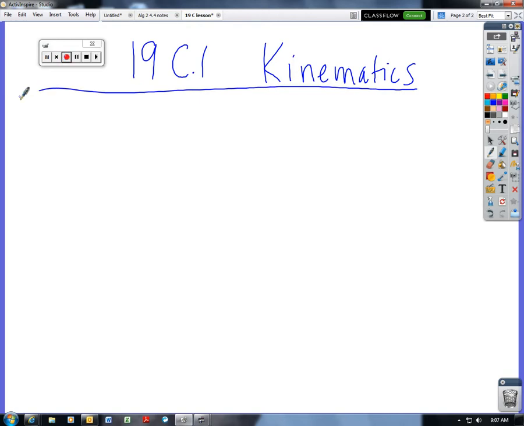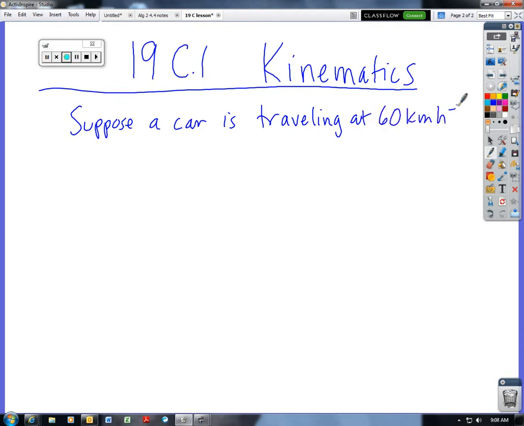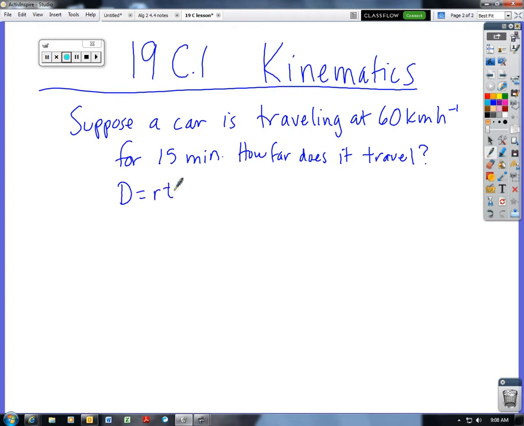And so suppose a car is moving. Suppose a car is traveling at 60 kilometers per hour for 15 minutes. How far does it travel? Well, we know it doesn't take calculus to figure that out. All we have to use is dirt. Distance equals rate times time, right?